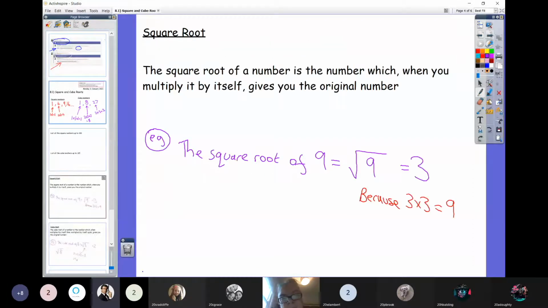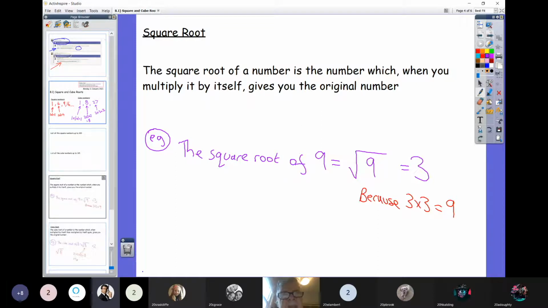Now, a square root. So you might want to write this bit down. This is really the new bit. So the square root of a number is the number which, when you multiply it by itself, gives you the original number. Now that's a bit of a mouthful, okay? I think it's easier to think of that by way of an example.